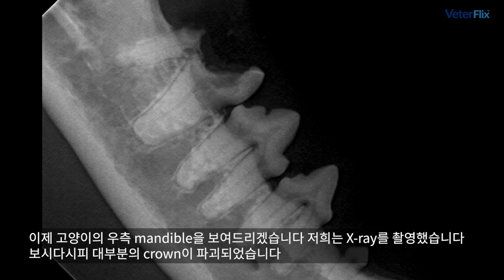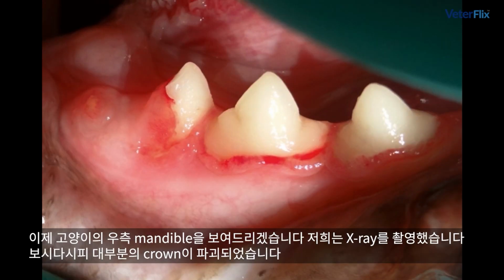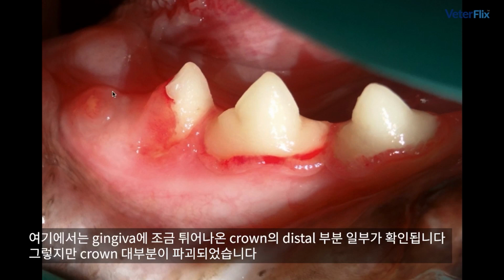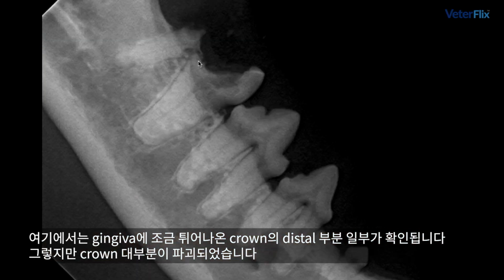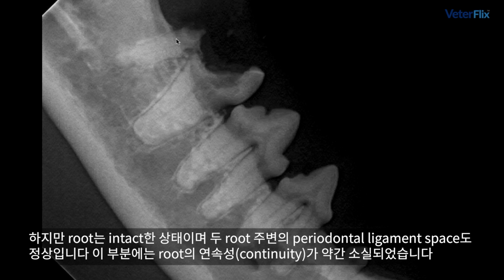As you can see, most of this crown's been destroyed. We've got a small portion of the distal aspect of that crown that's still peeking up through the gingiva, which is represented here. But the majority of that crown has been destroyed. However, the roots are still intact, and we've got a nice periodontal ligament space around both of those roots. We kind of lose the continuity of the root here a little bit.